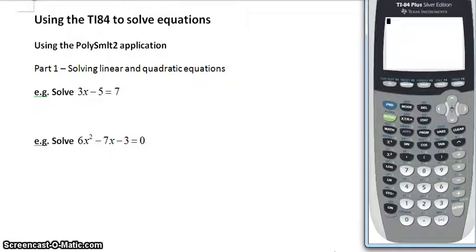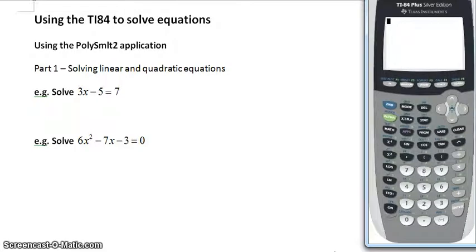Hi, in this video we'll use the application called PolySmlt2 on your TI-84 to solve linear and quadratic equations. Linear equations have power 1, so 3x minus 5 equals 7 is linear, and quadratics have power 2, so 6x squared minus 7x minus 3 equals 0.